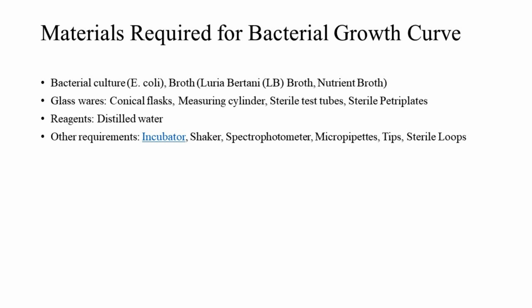Materials required for bacterial growth curve. Bacterial culture: E. coli. Broth: Luria Bertani, LB, broth, or nutrient broth. Glasswares: conical flasks, measuring cylinder, sterile test tubes, sterile Petri plates. Reagents: distilled water. Other requirements: incubator, shaker, spectrophotometer, micropipettes, tips, sterile loops.